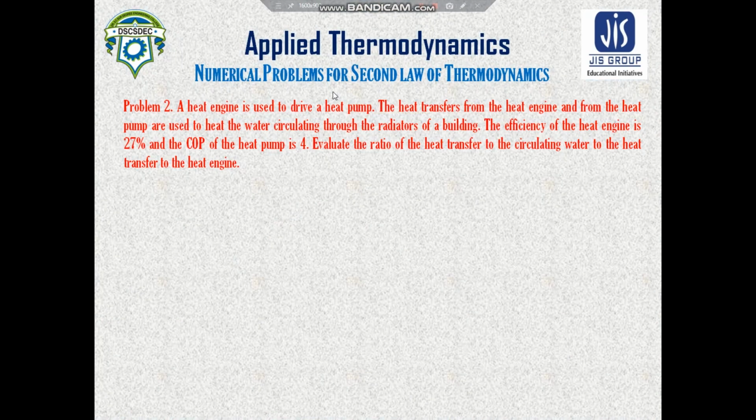Okay, so here you can see that a heat engine is used to drive a heat pump. The heat transfers from the heat engine and from the heat pump are used to heat the water circulating through the radiators of a building. The efficiency of the heat engine is 27% and the COP of the heat pump is 4. Evaluate the ratio of the heat transfer to the circulating water to the heat transfer to the heat engine.